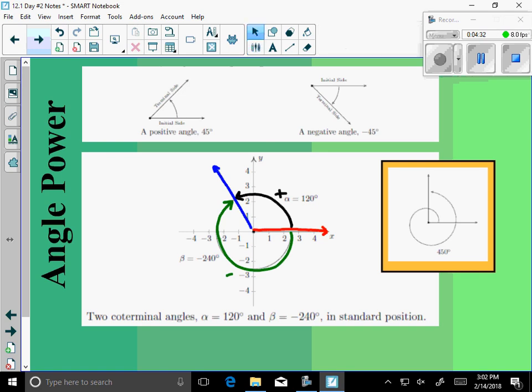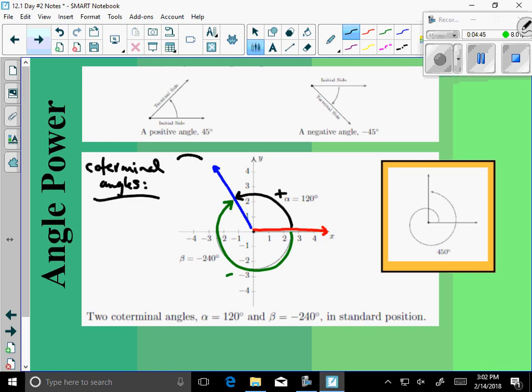And coterminal angles, vocabulary term, coterminal angles, they terminate at the same spot. So they have a common terminal side. So in this case, 120 and negative 240 are coterminal angles.